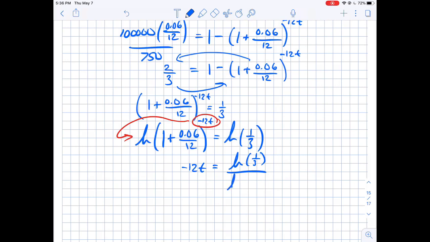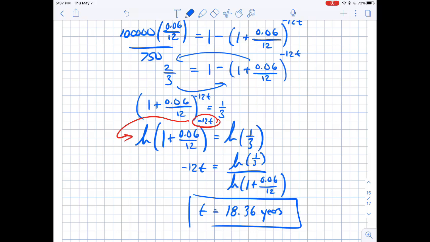divided by ln of (1 plus 0.06 over 12), and then I can plug all of this into my calculator, divide it by -12, and you should get your value of t. So again, make sure you're comfortable with your logarithms for this. You should end up getting that t is equal to 18.36 years. And so that is the number of years that you would be able to consistently withdraw your $750 every month from your retirement fund. But unfortunately, after that much time, your retirement fund would be empty.